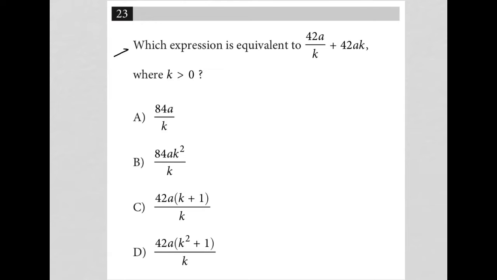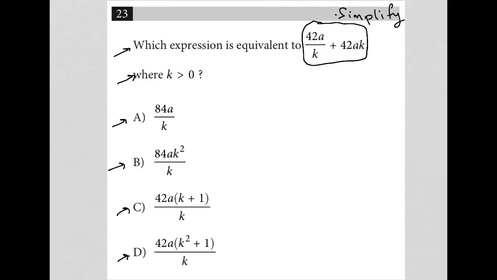So this question says, which expression is equivalent to 42a over k plus 42ak, where k is greater than 0? And then we have all these answer choices that involve a and k as well. So there's two ways to solve this in my mind. One is simplify. This definitely has the simplify setup for a question format.